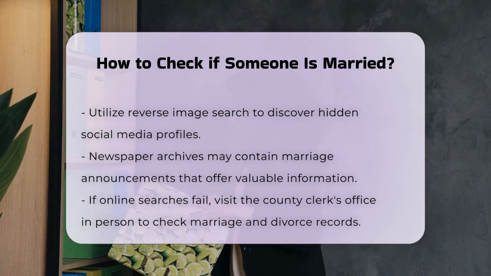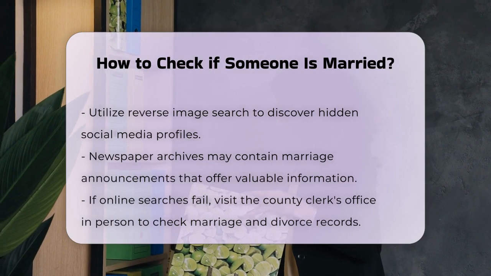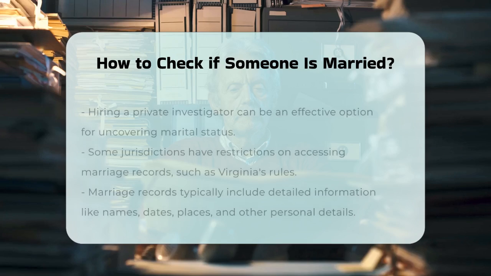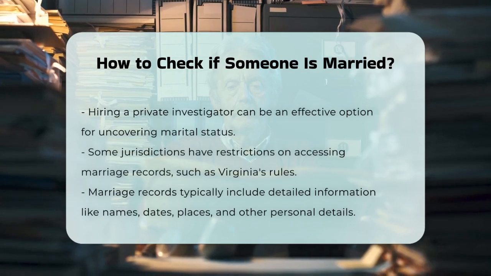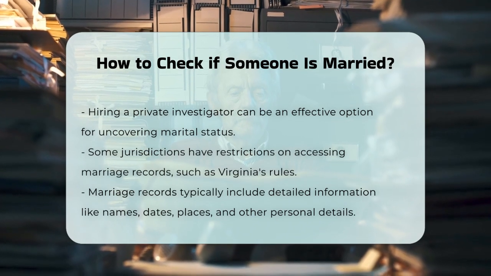Hire a private investigator. If you are unable to find the information through the above methods, hiring a private investigator can be a viable option. Private investigators have access to specialized databases and tools that can help uncover a person's marital status quickly and efficiently.